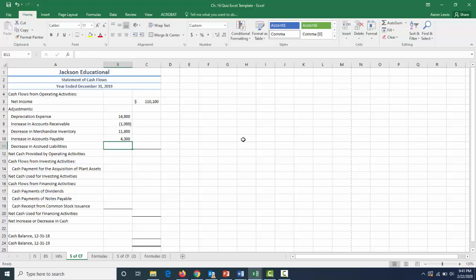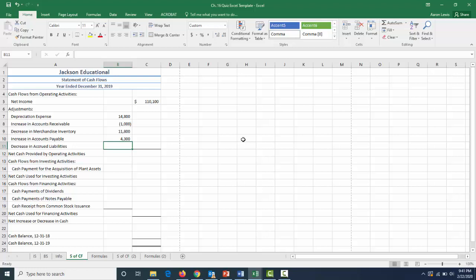Again, using this same methodology, if our accounts payable went up, it means we owe more money. Well, if we did the same amount of purchasing for things and our liability went up, that means we paid less in cash. So an increase to a current liability is also an increase to cash flow.